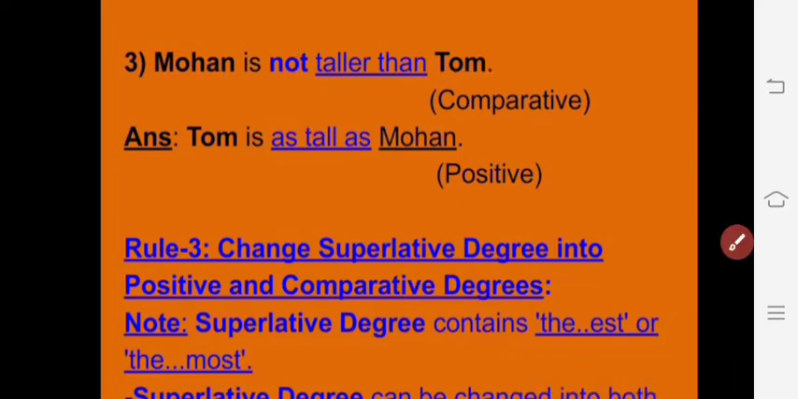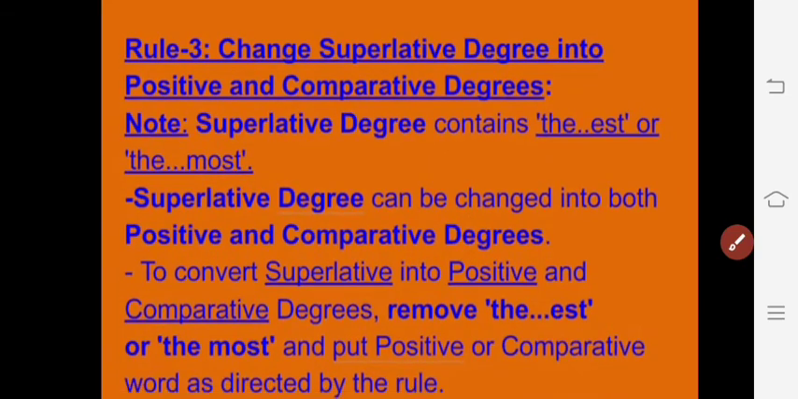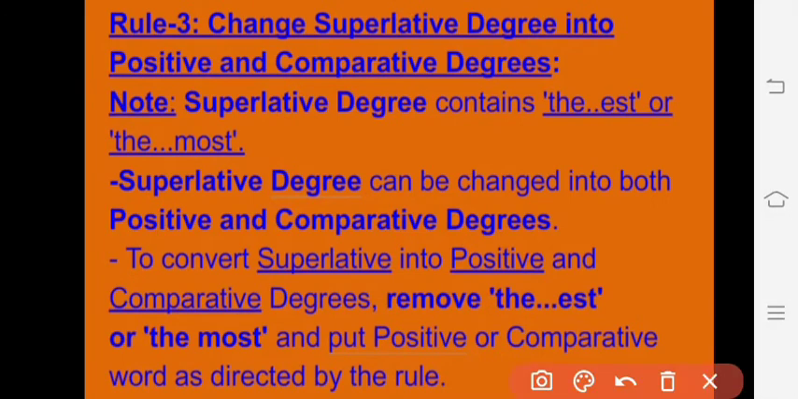Now we go for the next rule. Rule number 3 is related to superlative degree. Change superlative degree into two ways, positive and comparative degrees. Here you should remember one thing. Note, superlative degree contains the est, the as well as est, the est or the most form. It is called superlative degree. The most beautiful, the highest, the lowest, these are called superlative formation.